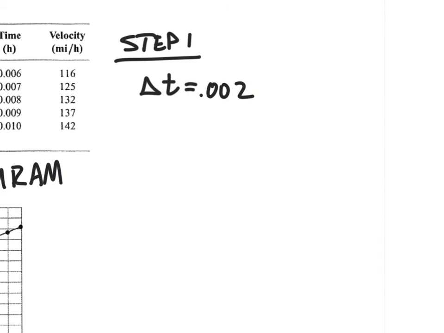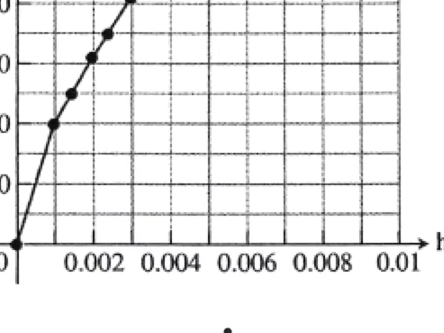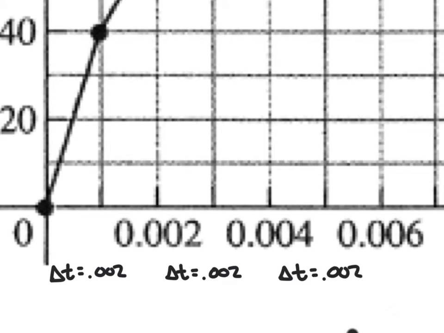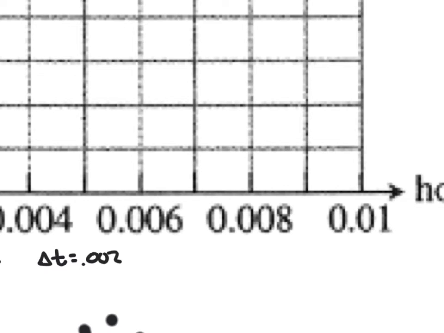0.002. Now I'm going to come down here into my interval and write delta t equal to 0.002.